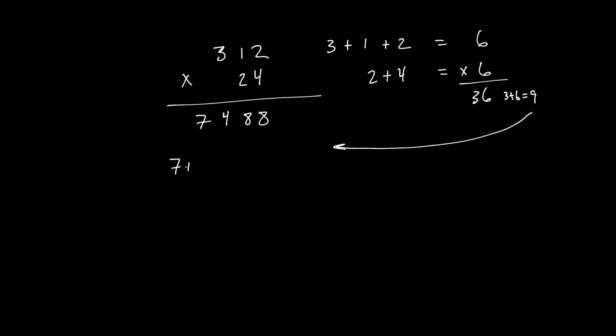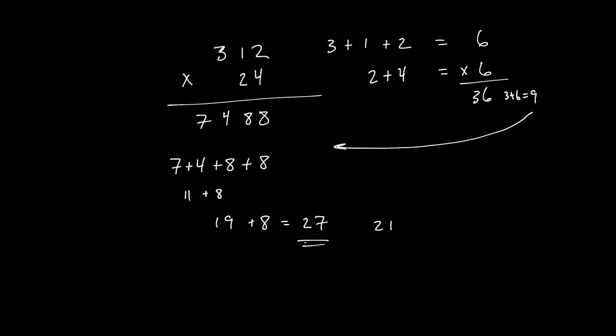So 7 plus 4 plus 8 plus 8. 7 and 4 is 11. 11 plus 8 is 19. And 19 plus 8 equals 27. Okay, if I add up all those, I get 27. So now I want to take the digital root of that. 2 plus 7 equals 9. Sure enough, this number and this number check out.